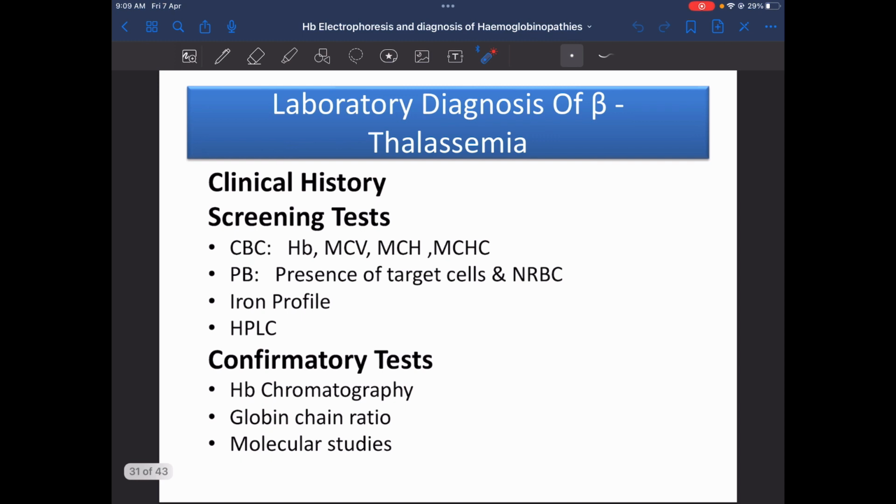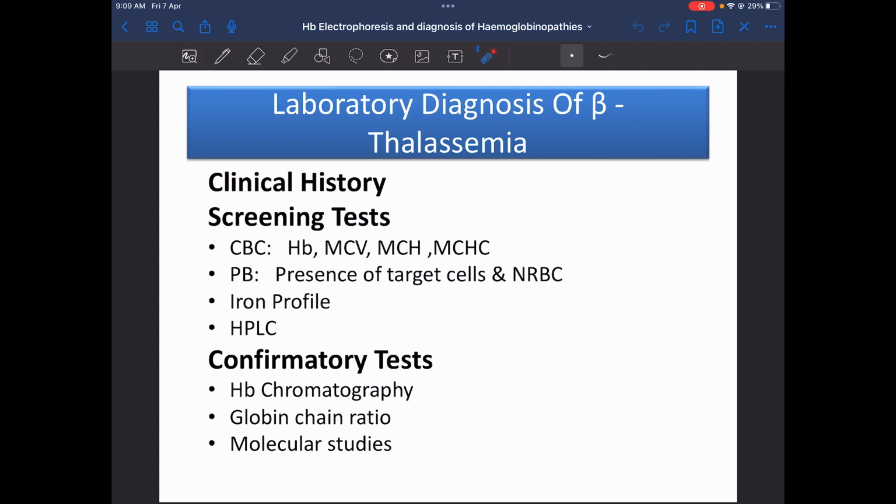Now, laboratory diagnosis of beta thalassemia. Clinical history is very, very important to know what exactly the patient is feeling. You need to be able to place all the symptoms of anemia. If a child presents to you with, for example, the thalassemia facies, the facial symptoms of thalassemia, you can suspect that the patient has thalassemia. There are certain screening tests and certain confirmatory tests.